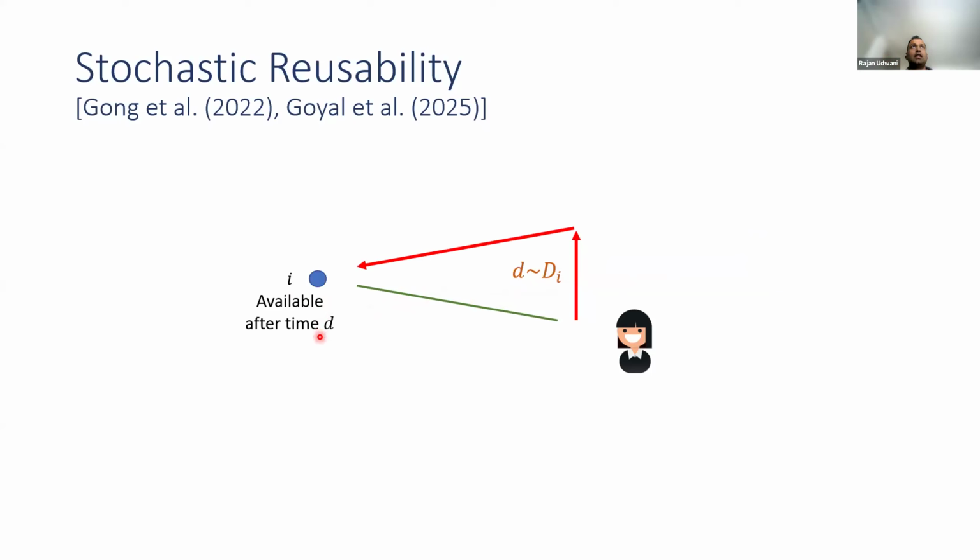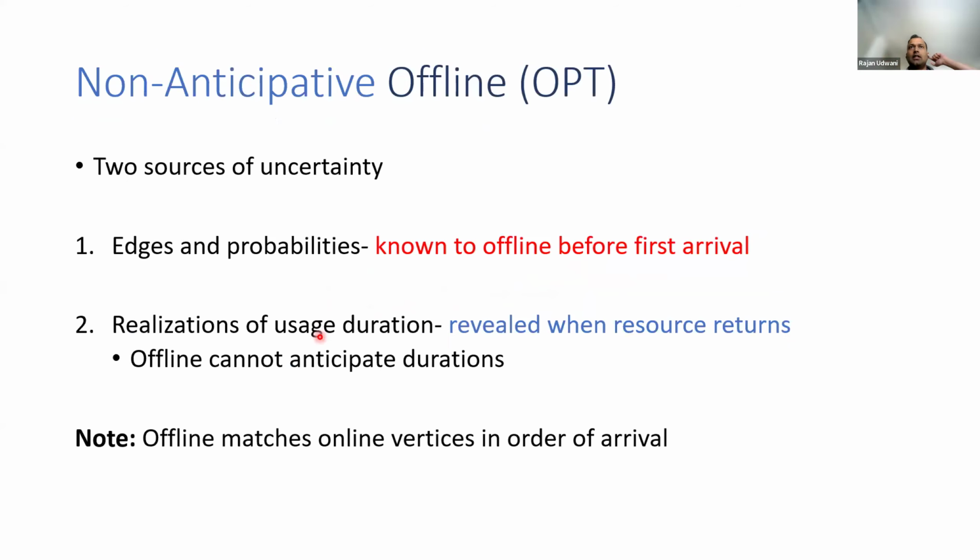So this is the setting of stochastic reusability, and the offline, in a similar way as the other offlines we looked at, knows all the probabilities, the distributions, and all the edges, but it does not know realizations of usage duration. This is revealed when the resource actually returns, and here we'll also force the offline to match arrivals one by one. It knows the full graph, but it goes in order, matches an arrival, then the next arrival, and it only sees when an item returned when that actually happens. Any questions about the setting?